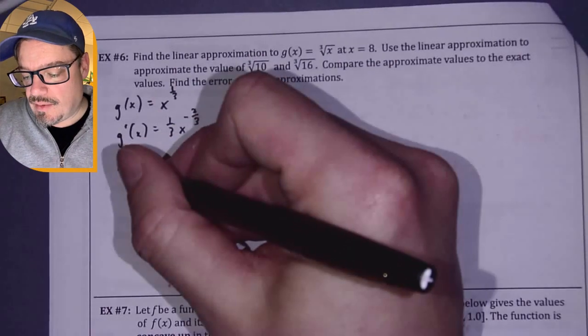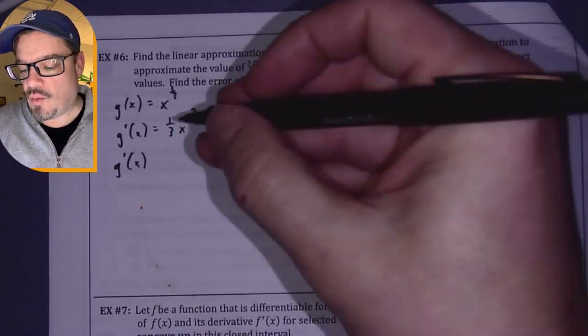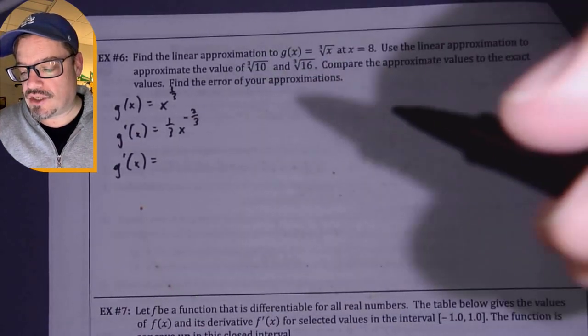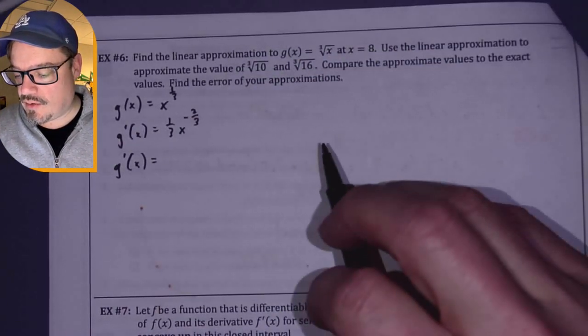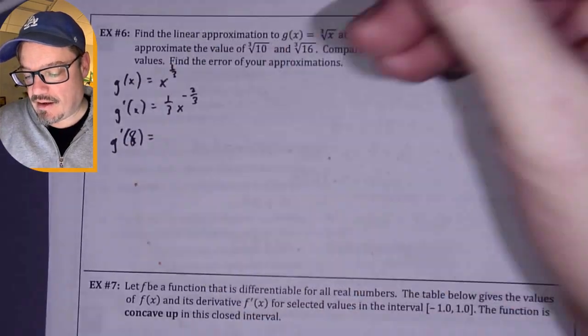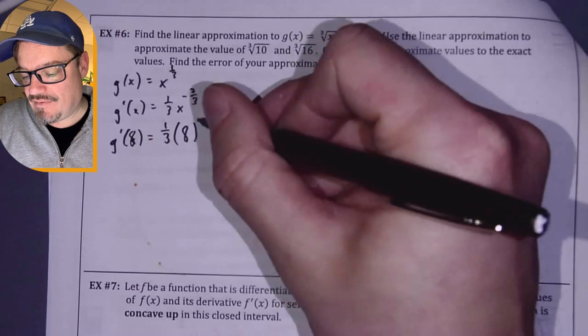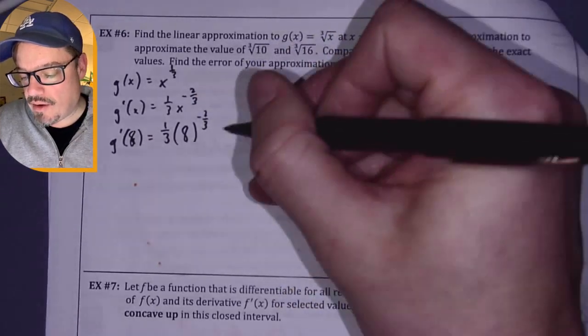Okay. All right, so what is that? That is the equation for the slope. I want to know when it happens at 8. So let's go ahead and actually plug in an 8 there. So 1/3, 8 to the negative 2/3 will give me my slope.